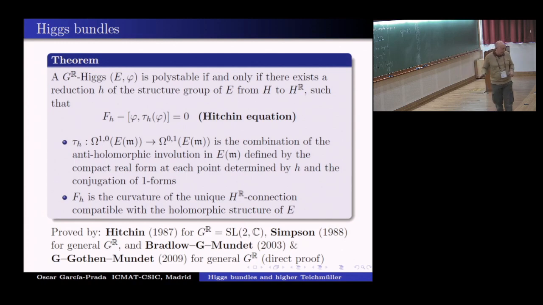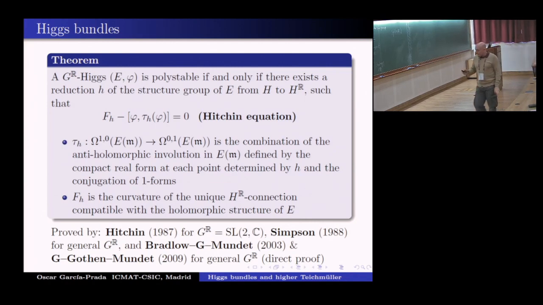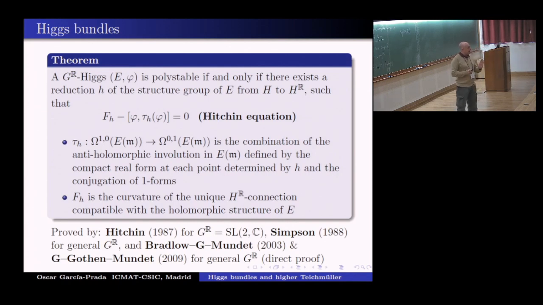So what do I mean by direct proof? This theorem is not formulated as a problem for a metric, but rather fixing the metric and solving for a connection and a Higgs field, right? Thinking in that way is an equivalent way of thinking of the problem, right?